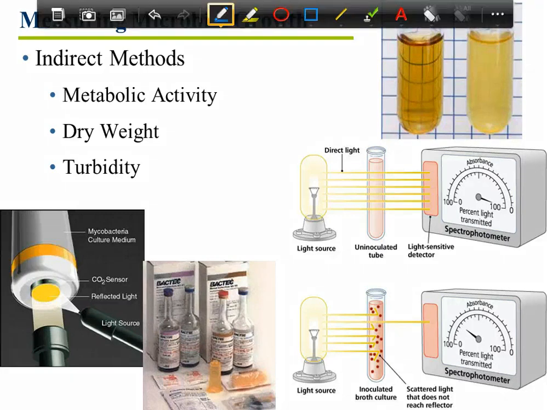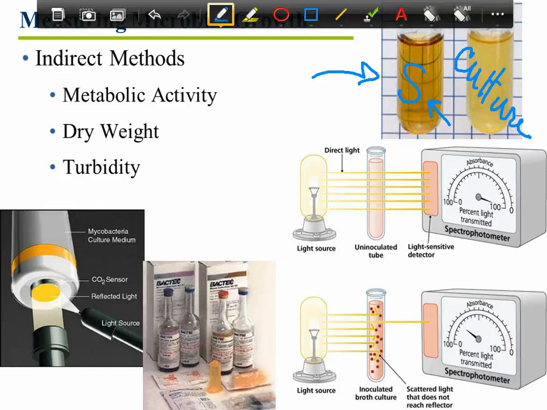Okay, so in lab we're going to be doing spectroscopy. You've done it before in general biology. Take a look at these two tubes. Here is a sterile tube of broth. Here is a bacterial culture growing. And notice that the culture creates a cloudiness in the broth. The cloudier it is, the more cells there are. Whereas the clearer the solution, the fewer cells there are.